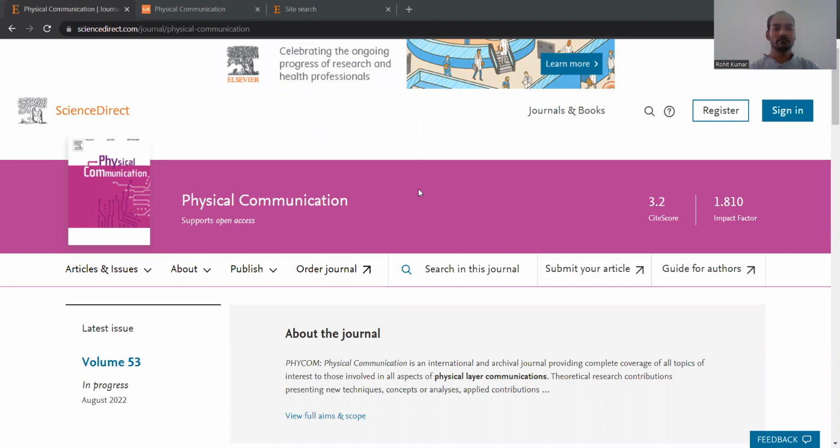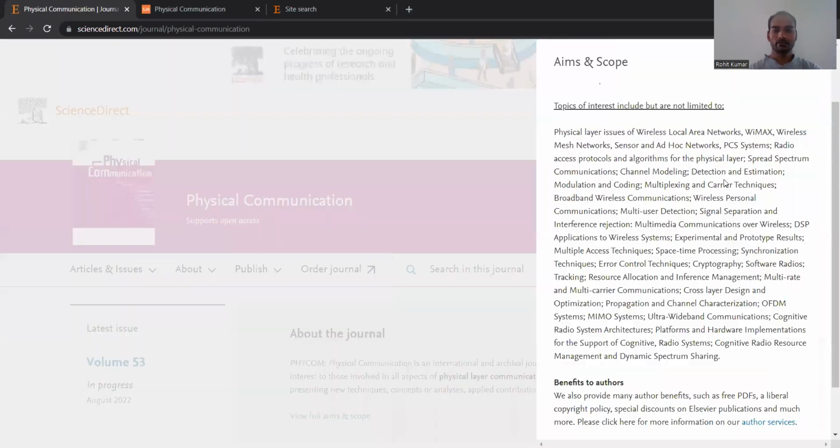This journal might not have a very good impact factor from the general notion of users or the reader's point of view, but still the journal is a good one because it is dedicatedly focused on physical layer issues. So coming to the basic focus, you can see that physical layer communication is the focus.